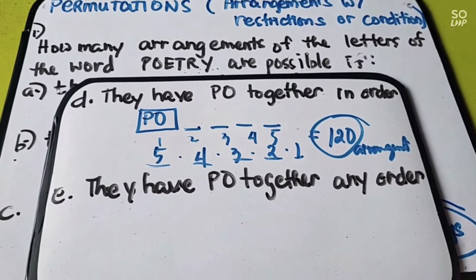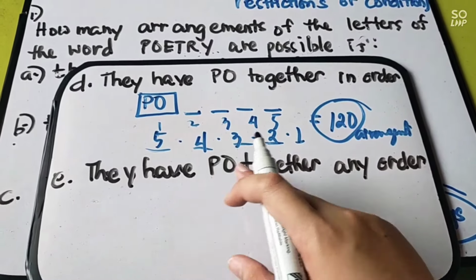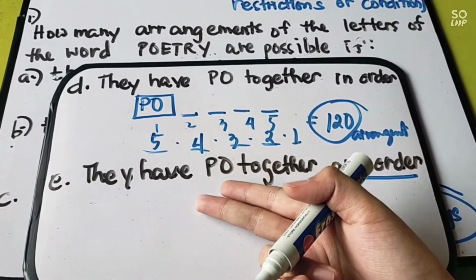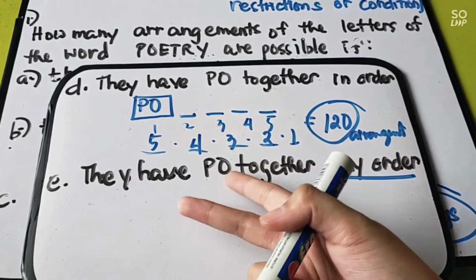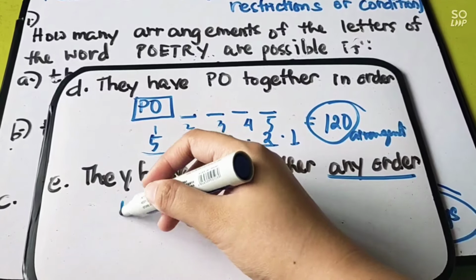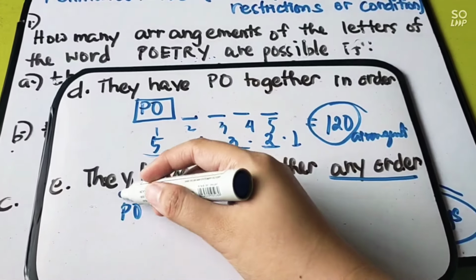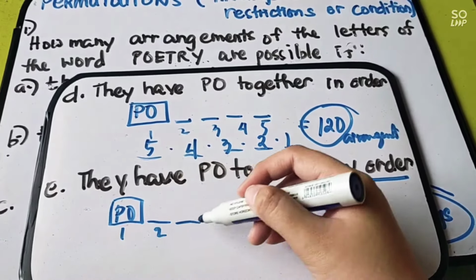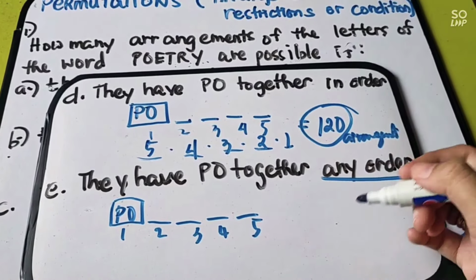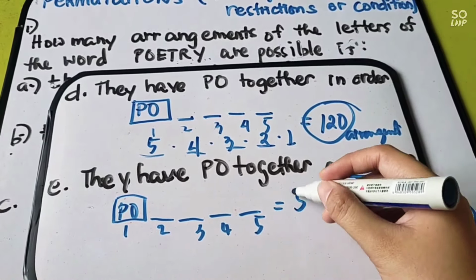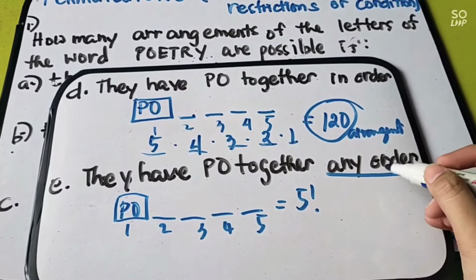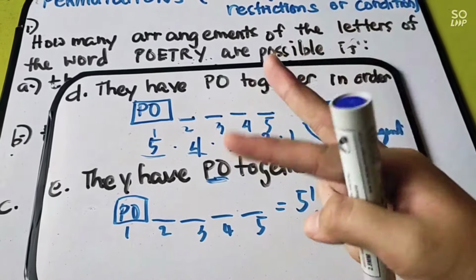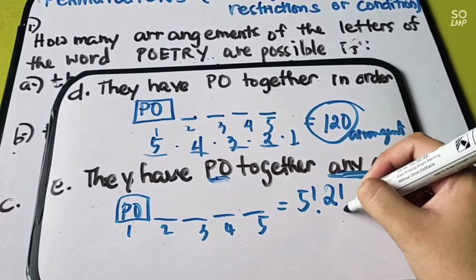Okay? So, next tayo. Sabi naman dito, they have PO together any order. Any order. So, meaning, pwedeng magkabaliktad si PO. Okay? So, same process. Si PO ay magkatabi. So, count as 1, 2, 3, 4, 5 objects ulit siya. So, meaning, that is 5 factorial. And then, since any order daw, si P at saka si O, pwede siyang magkapalitan, which is 2 factorial.